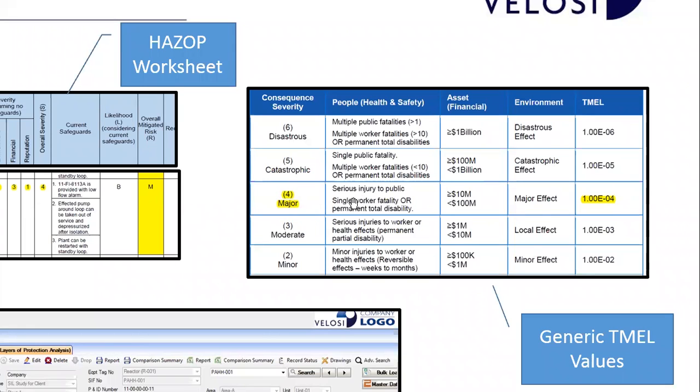It means that a single serious injury to the public or a single worker fatality can be tolerated in 10,000 years. Or for example, a minor injury to a worker or health effect can be tolerated in 100 years. In terms of financial loss, if the loss is between $100K and $1 million, it can be tolerated once in 100 years. If it is more, then it is intolerable. So this is our tolerable range.